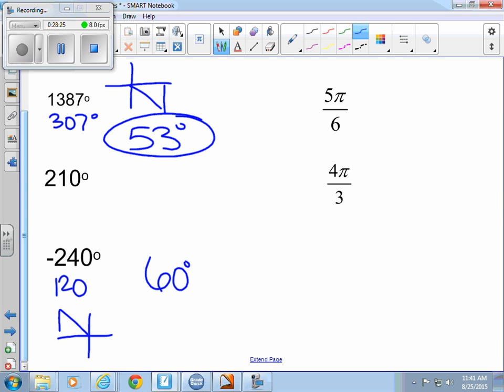Well, let me think about it. Is it all the way, is it a whole pi? No. Well, where's pi at? Pi's right here, right? And how many pi's over 6? 6 pi over 6. This is 6 pi over 6. So where's 5 pi over 6?